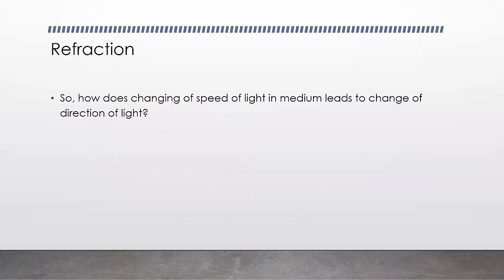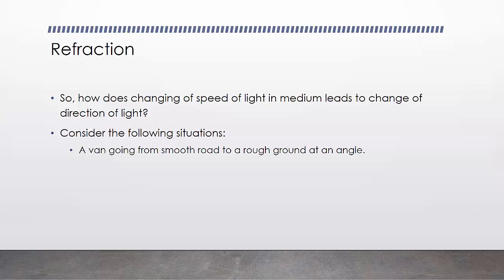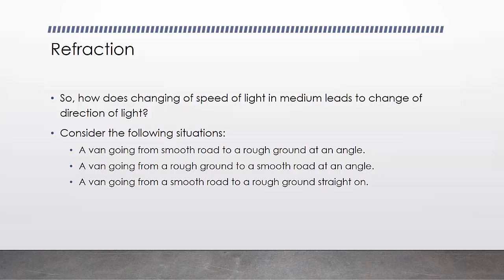So how does a changing speed of light in the medium lead to a change in the direction of light? Instead of using light, we'll consider the following situations to help us understand. A van going from a smooth road to a rough ground at an angle, a van going from a rough ground to a smooth road at an angle, and a van going from a smooth road to a rough ground straight on. So this is what I meant for the first case. You have this van that's going to travel like this from a smooth road to a rough ground. This is the direction of travel of the van.